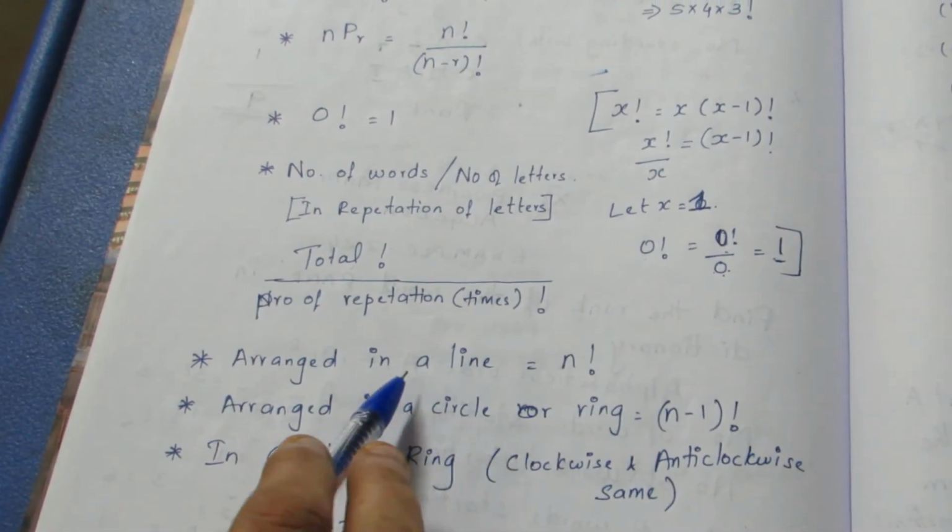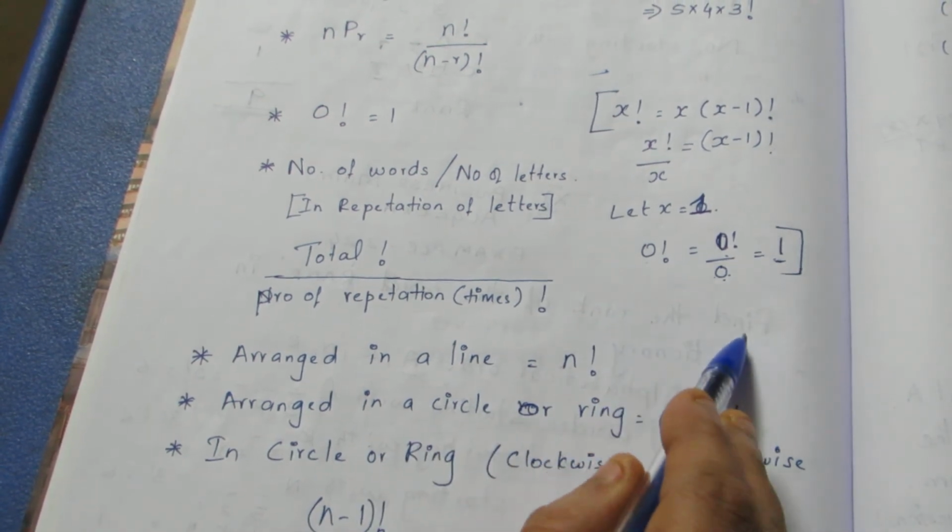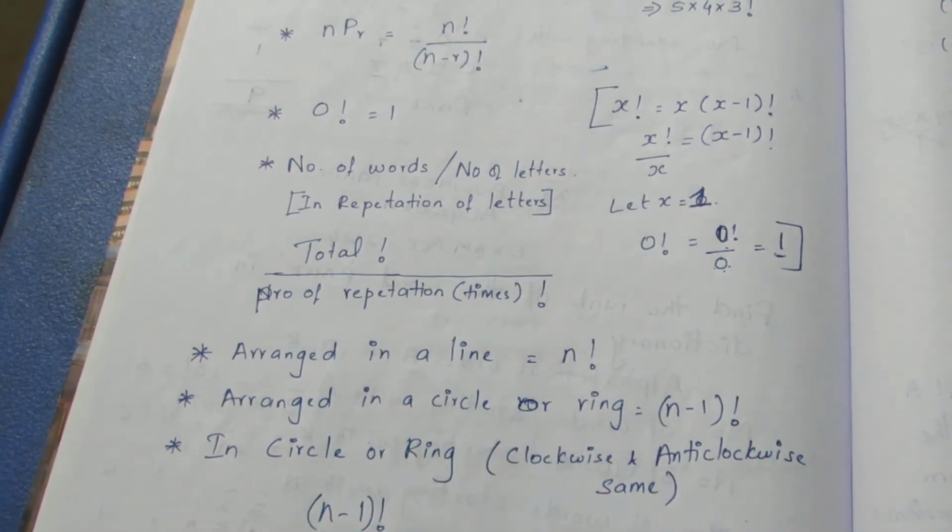Arranged in a line. If we are arranging in a line, it is just n factorial. How many elements are there? How many numbers are there? How many letters are there? So it will be n factorial. Just arranging in a line will be n factorial.